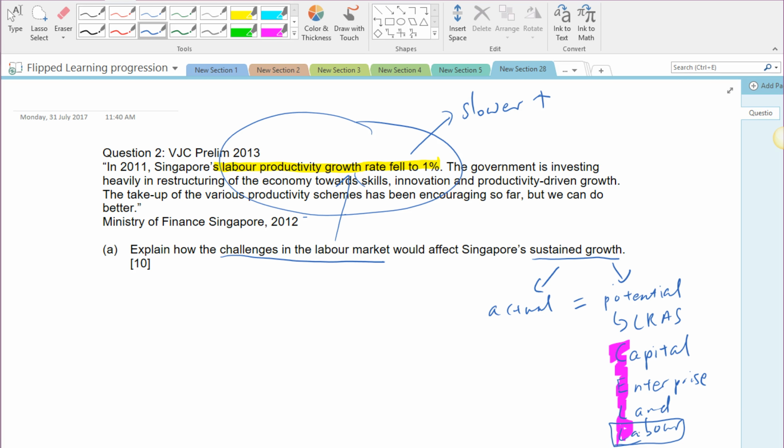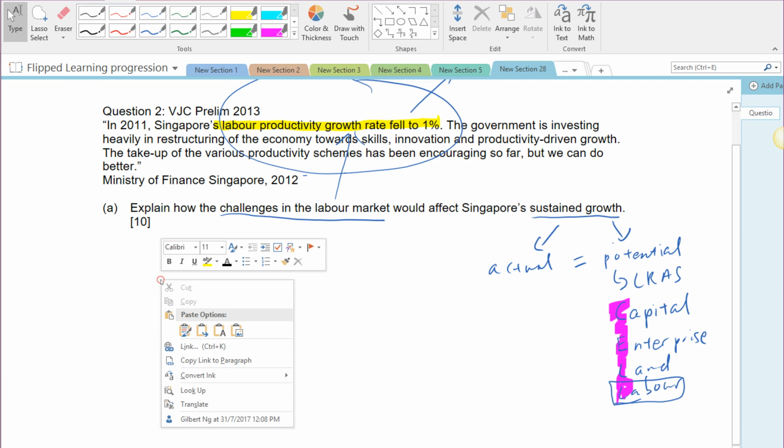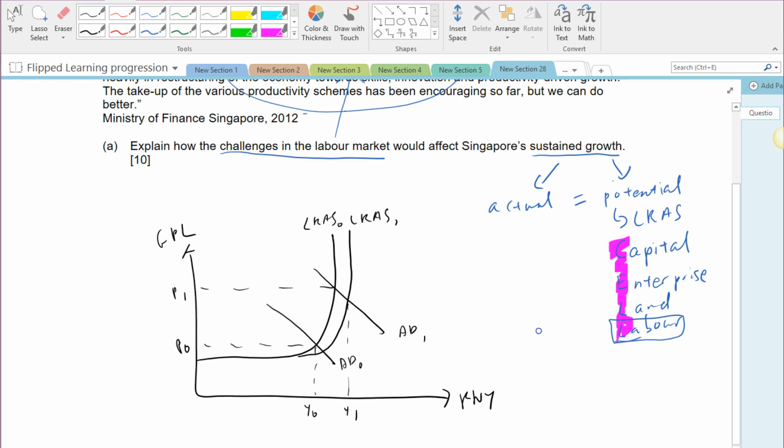Again, this is not saying that labor productivity fell. It is just increasing at a slower rate. So the impact on the LRAS should look something like this. The LRAS still increases, ceteris paribus, but at a slower rate. So visually you draw a narrow increase.